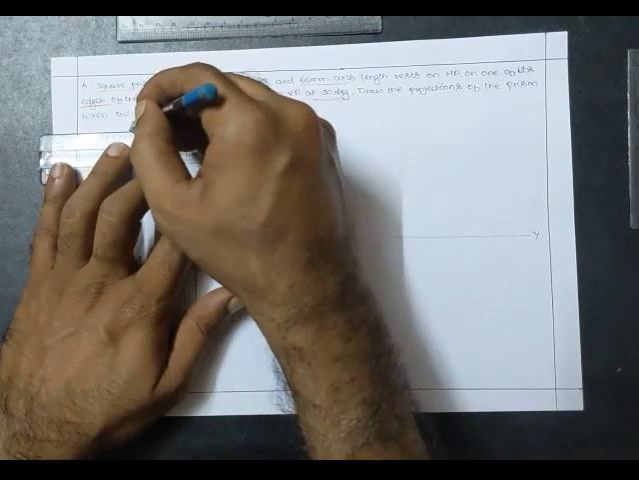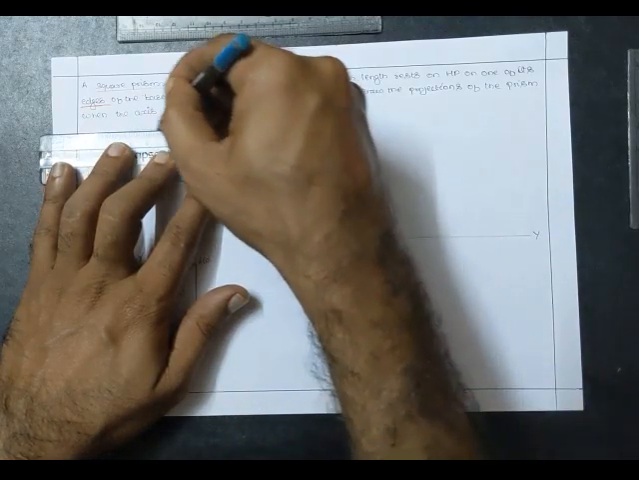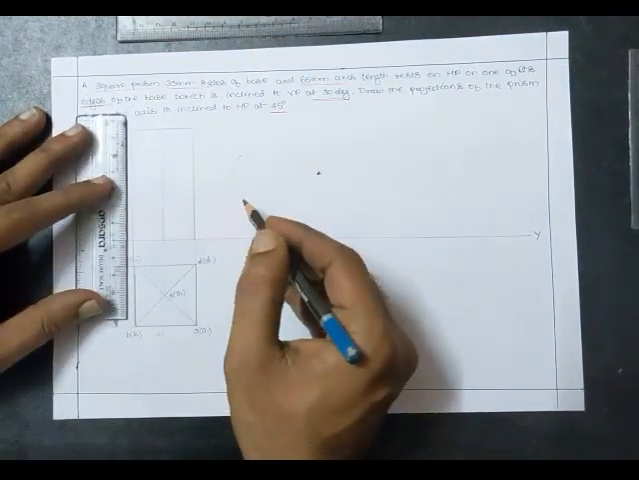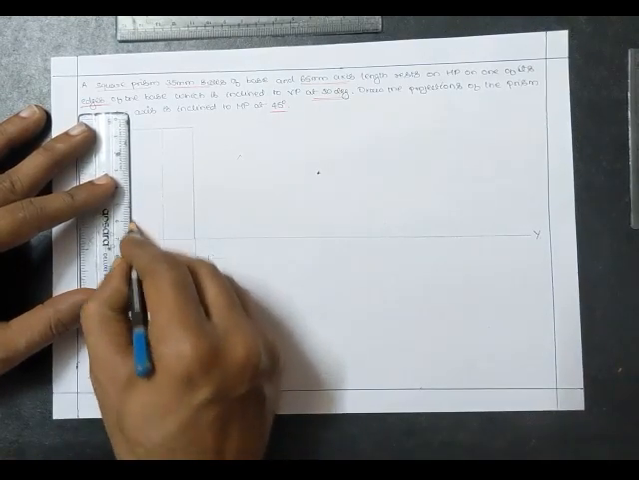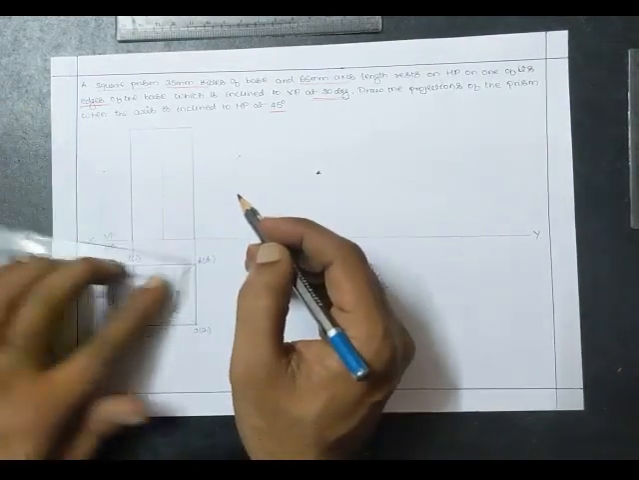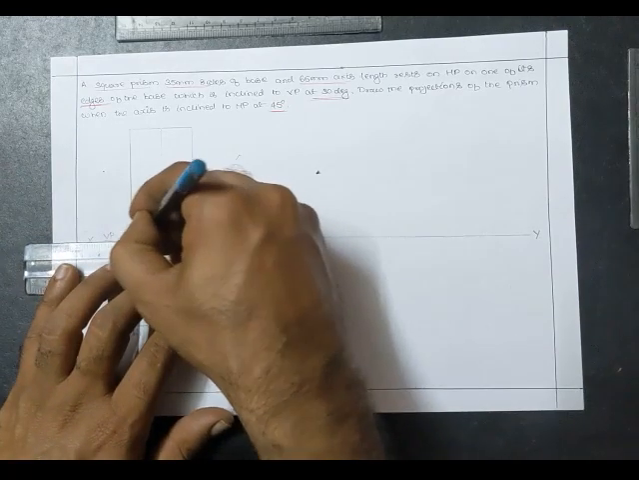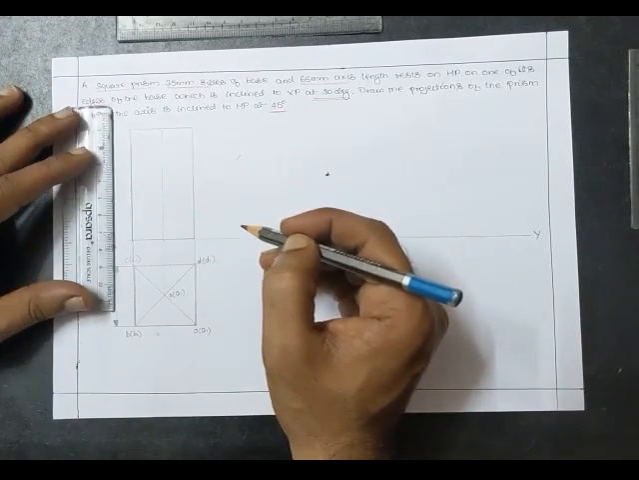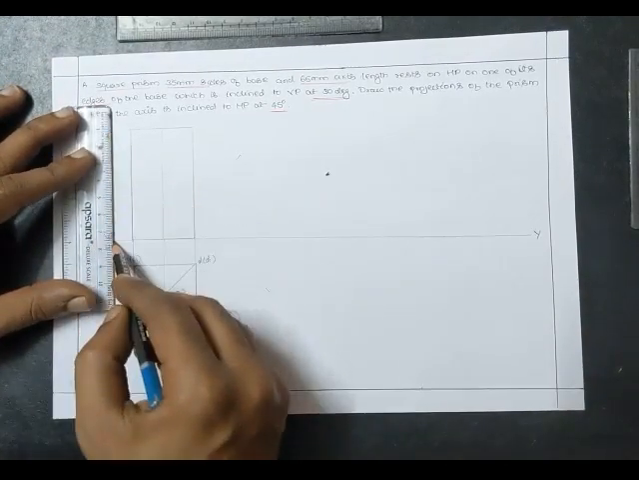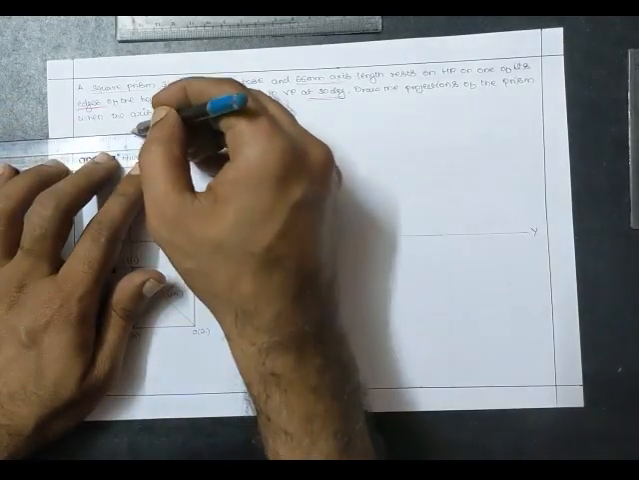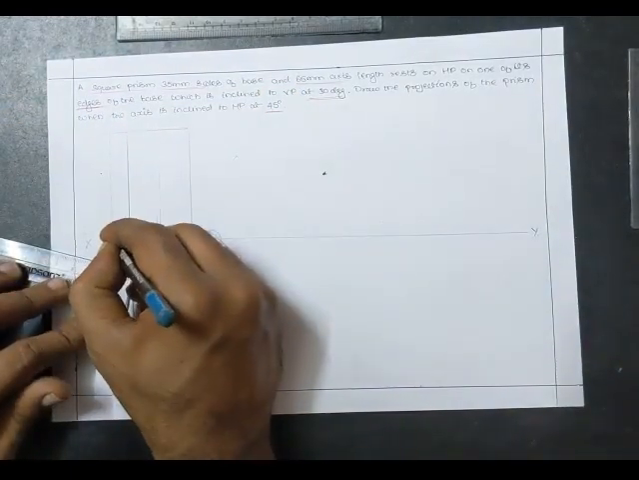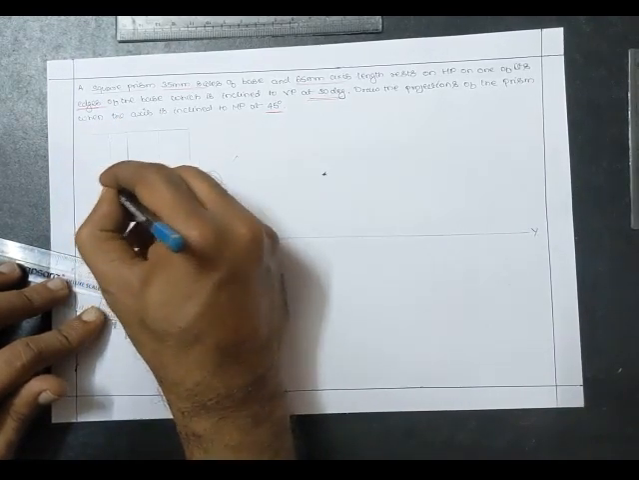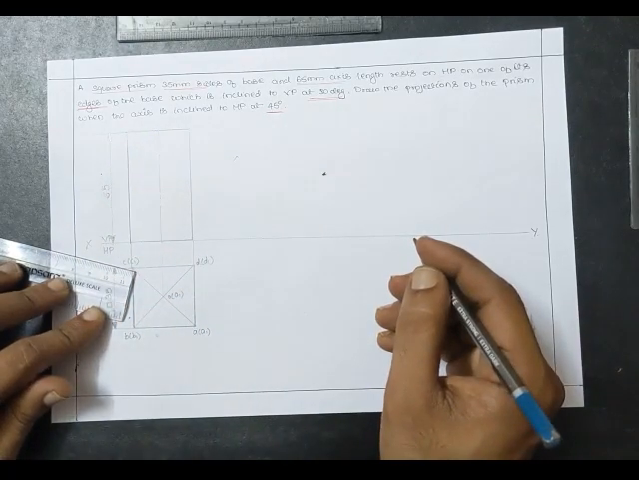Make sure that it is 35. It is showing 35. Let me construct the boundaries as dark. Remember, for any solid the boundary must be darkened. So the front view is ready. Let me do the dimension of that also. The height given is 65 millimeter.